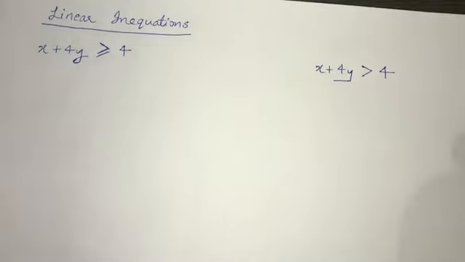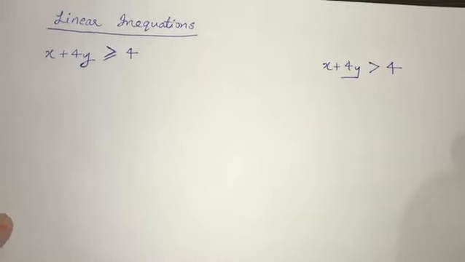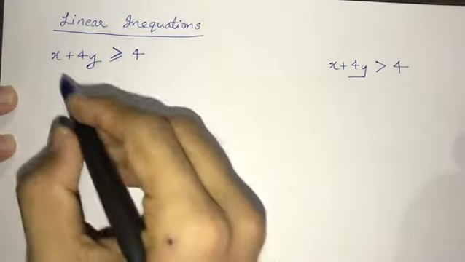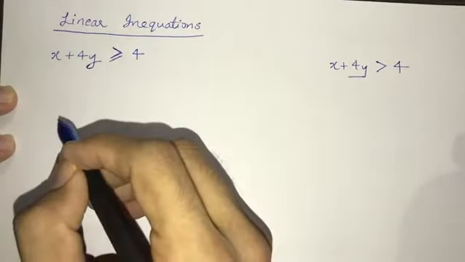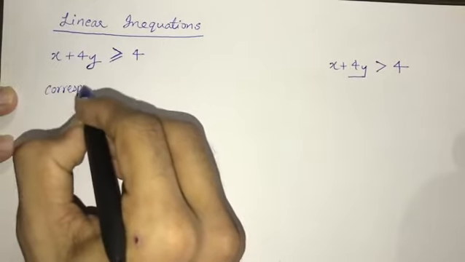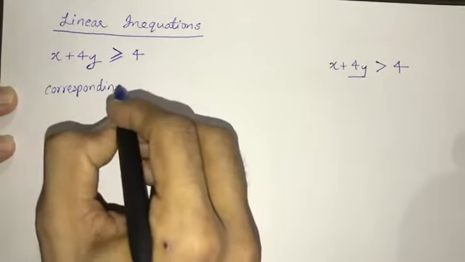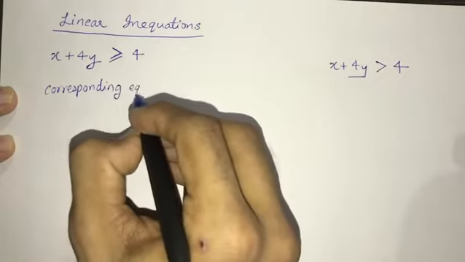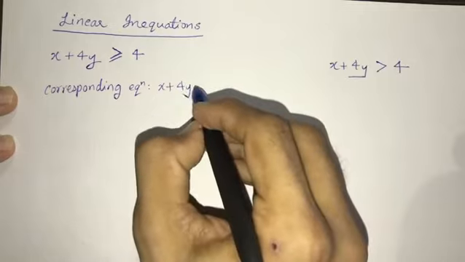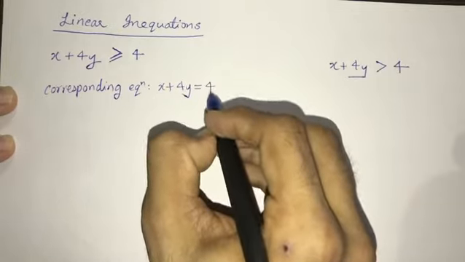As we have now seen how linear inequations work, I'm showing you two examples. Let us solve two examples. One is x plus 4y greater than or equal to 4. The corresponding equation will be x plus 4y equal to 4.